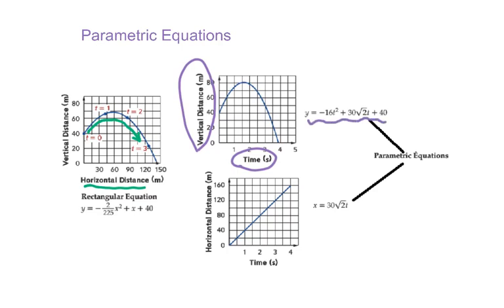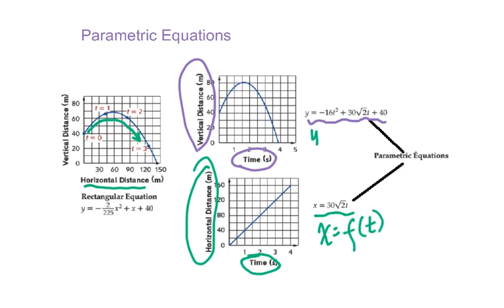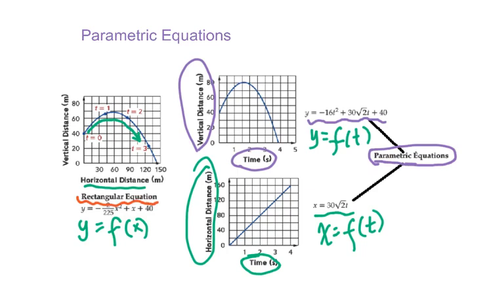And the horizontal distance and the time will be a linear function like this one. When x is a function of time and y is a function of time, we call these equations parametric equations. The function y equals f of x, we call this a rectangular equation.